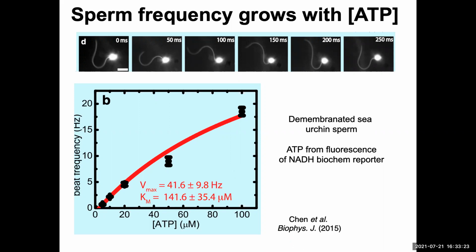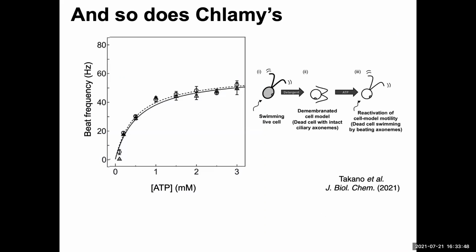At the time when we wrote the paper, this is all that was available in the literature. This group also studied Chlamy, but they didn't demembranate or study the ATP concentration dependence for Chlamy. But recently, a paper has come out where they've also shown that the beat frequency of Chlamydomonas increases with increasing ATP concentration.